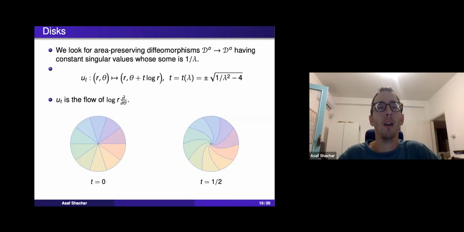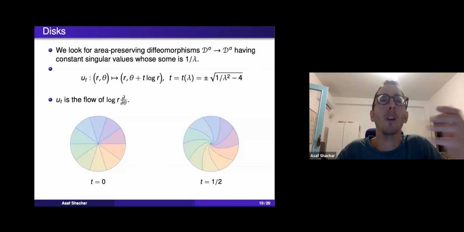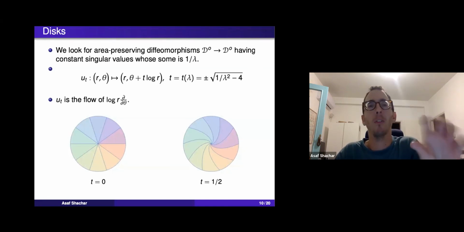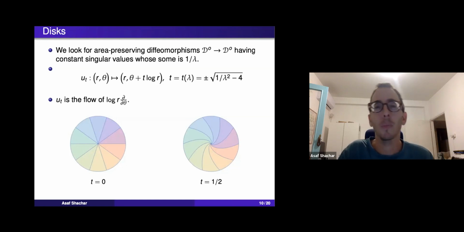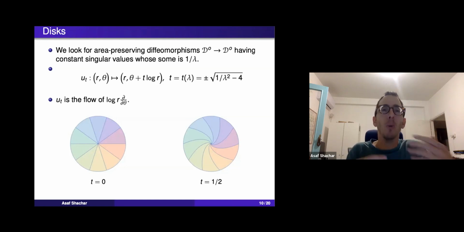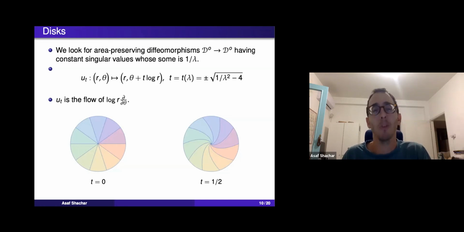So if you think what happens to a specific ray, it gets distorted to a curved ray, as you can see in the picture right here. This is when t equals 0, we just have the identity map. And this is the picture of how these pizza slices are distorted when t equals 1/2. And actually, when you let t flow with the time, then it's easy to see that u_t is just the flow of the divergence-free vector field log r ∂θ. So this immediately shows that u_t is an area-preserving map for each t, and I claim that it has constant singular values. This can be easily checked.